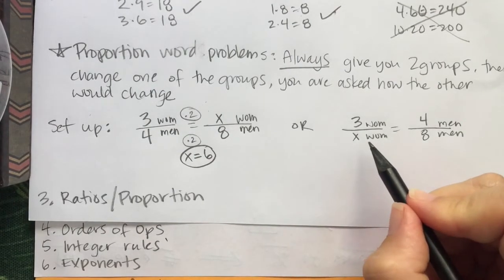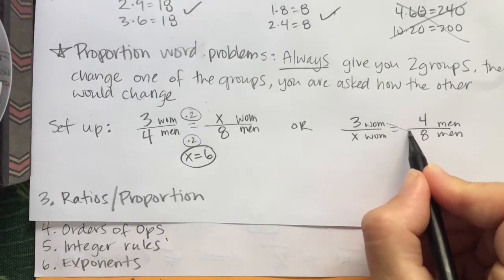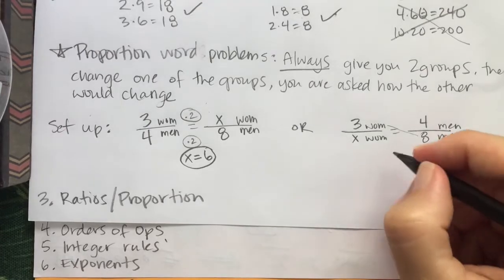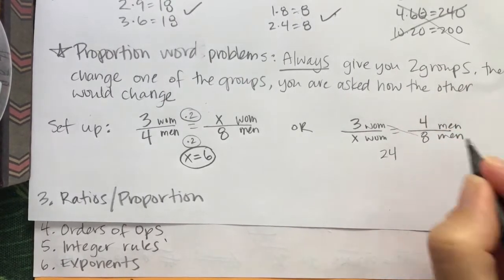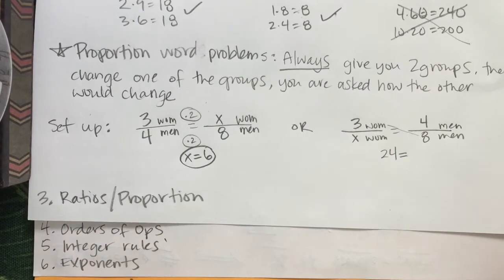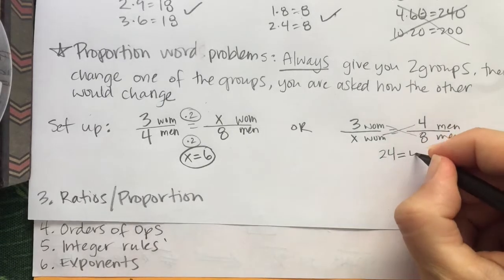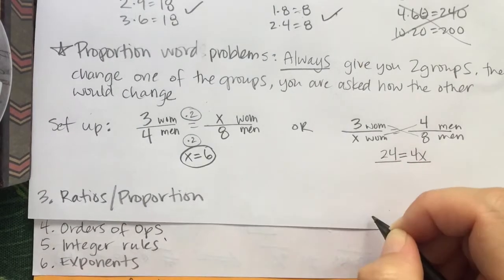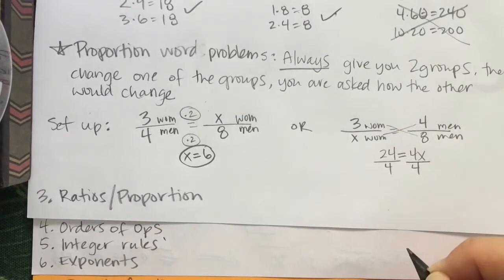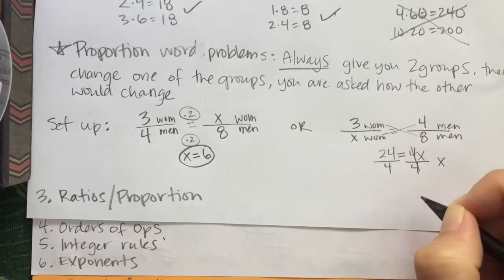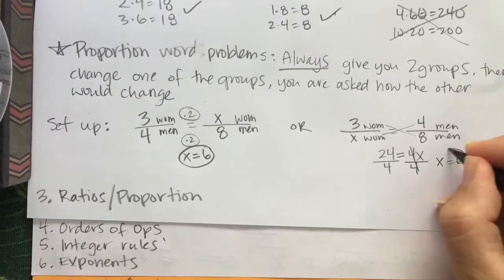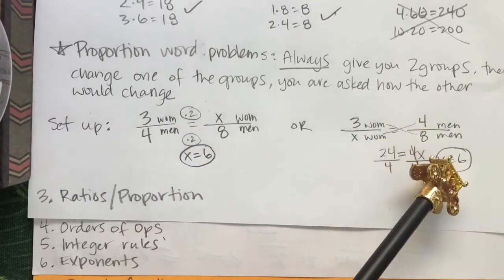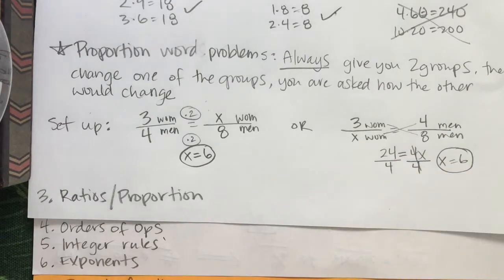Okay? Let's look at the other way that you could do this. You could cross multiply. So by cross multiplying, 3 times 8 is 24. I'm going to keep my equal sign, and then I'm going to multiply these numbers, which would be 4 times x, which is 4x. Now it's algebra. All you have to do is divide both sides by 4. That cancels. 24 divided by 4 is 6. So you can see with either way, you're going to get the same answer. It doesn't matter.